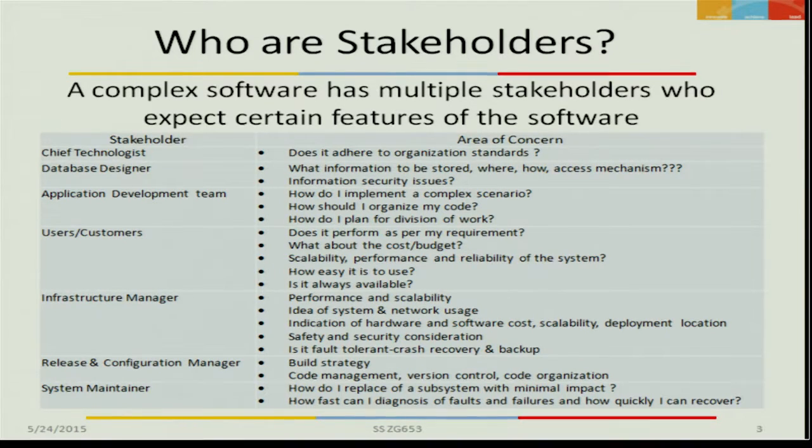Again, I highlight and I repeat that these questions are just examples to give you an idea. You have to come up with the specific area of concern when you actually go and do the architecture assignments. Application development team would be having a very different set of questions. For example, questions like, how do I implement a complex scenario? How should I organize my code? How do I plan for division of work? Who should do what? These are the questions that the development team should have from the architect, that the architect needs to address.